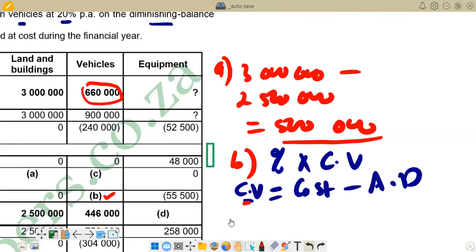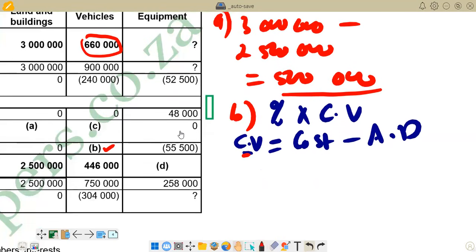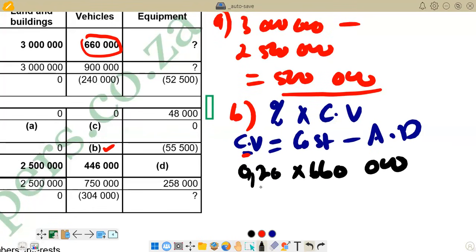So we are just going to say the percentage. Remember, the percentage given here is 20%. So we are just going to say 20% of the carrying value, which is 660,000. So here now we are saying 20%. Remember, 20% as a decimal, we can just represent it as 0.2, or 0.20. Then we multiply by 660 as our carrying value there. So that's what we have in terms of that depreciation. We calculate that one. We are going to get 132,000. So 132,000 becomes our depreciation for motor vehicles for the period. So it's going to come here as our depreciation.